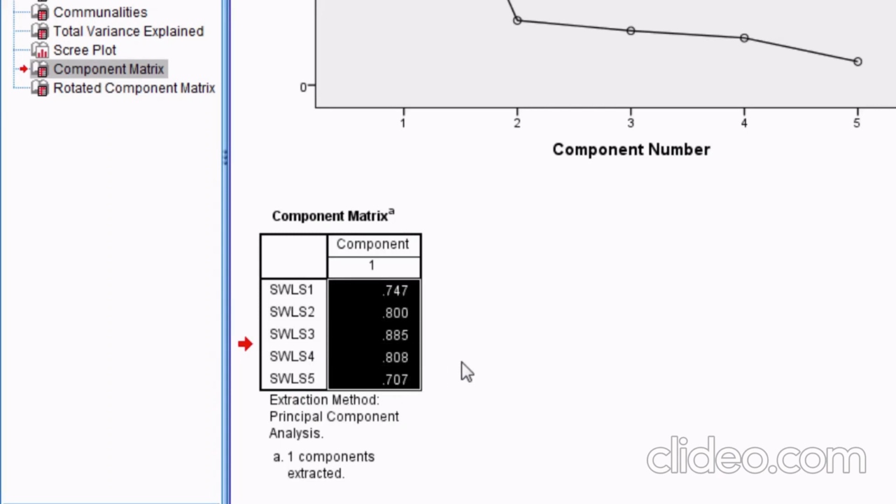Now that being said, it should be noted here that all of these items correlate or load very highly on the component or variable from earlier. It's just that SWLS3 loads the highest, but SWLS2 and 4 load very high as well, so does SWLS5 and 1, for that matter. So SWLS5 here has the lowest loading, but 0.71 if rounded off is still quite good in practice.